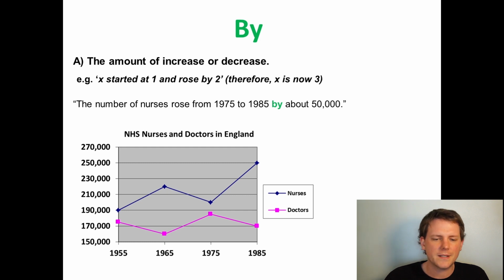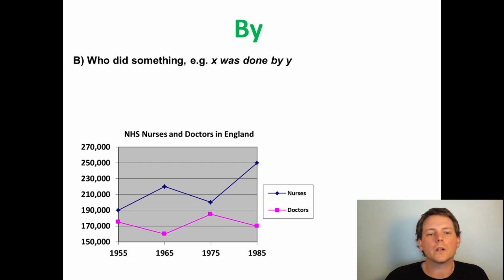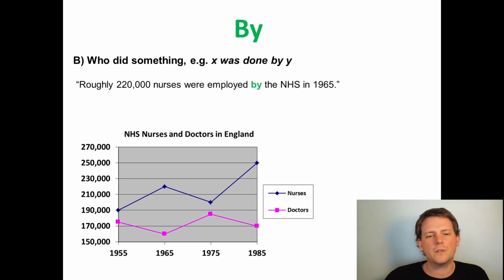So let's have a look at that. 1975 nurses is down there, and that's about 200,000. 1985, 250,000. So 200,000, 250,000, it rose by 50,000. That's what "by" is. Next one, who did something? For example, X was done by Y. Pretty simple, I think. Roughly 220,000 nurses were employed by the NHS in 1965.